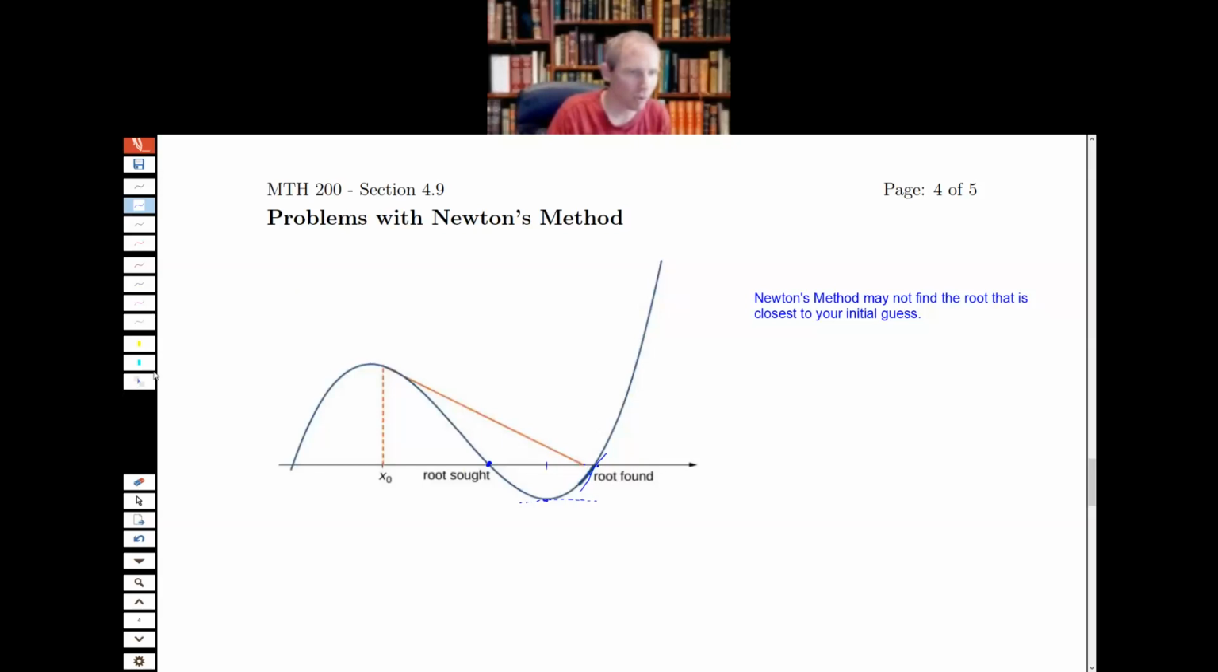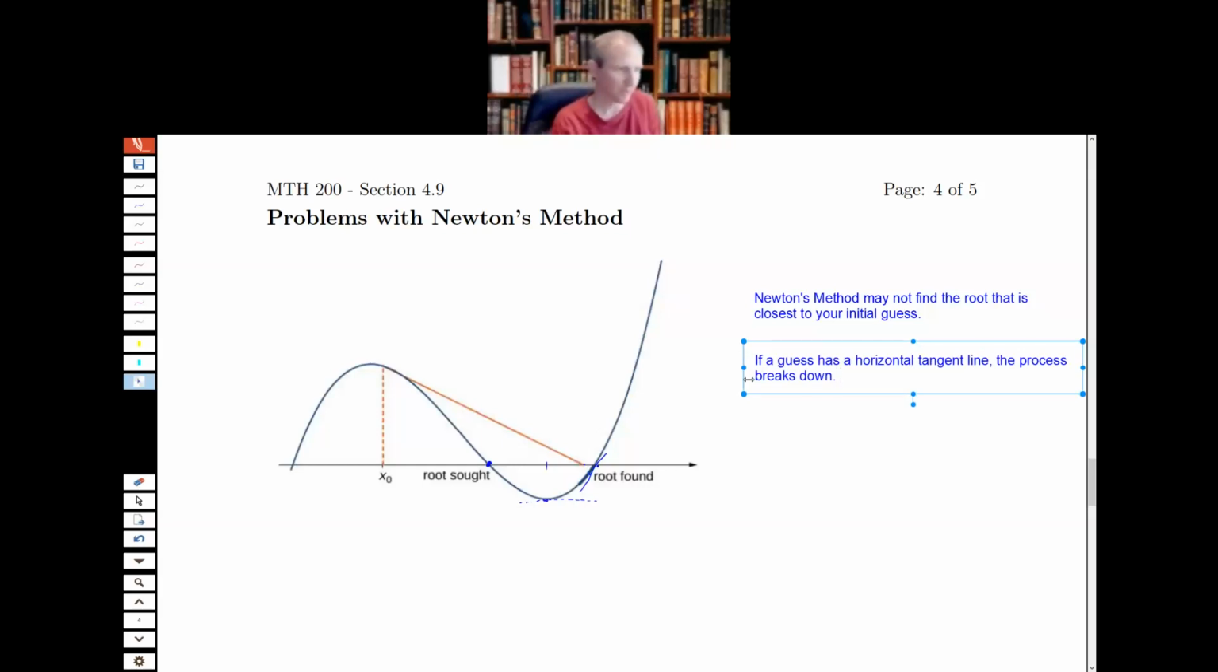So if a guess has a horizontal tangent line, then the whole process just fails. I get something undefined. If I hit on the graph not exactly on a horizontal tangent line, but close to it, then that can also be problematic.